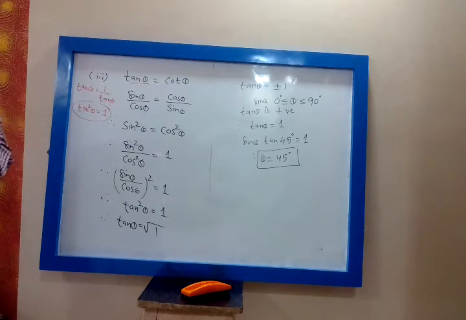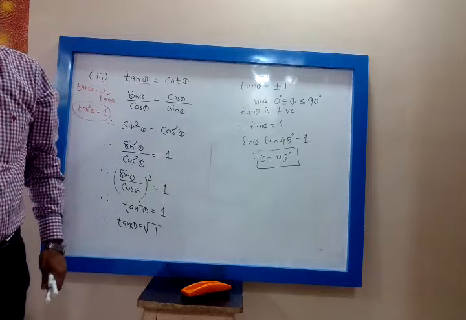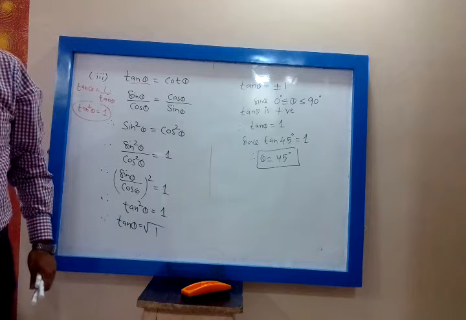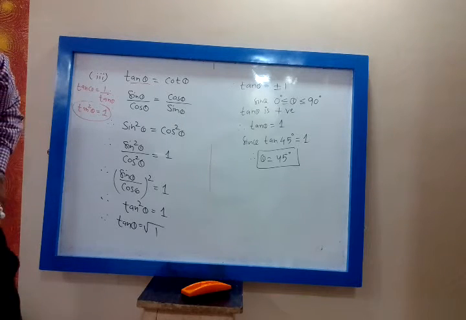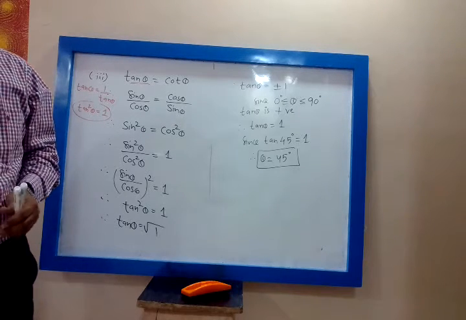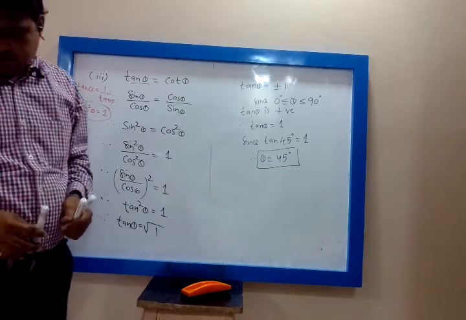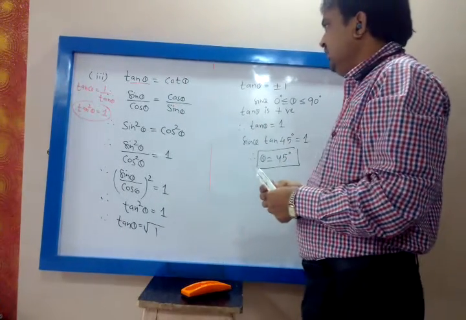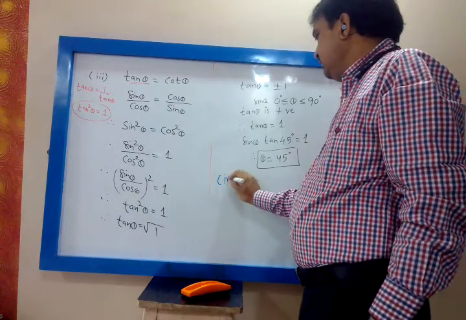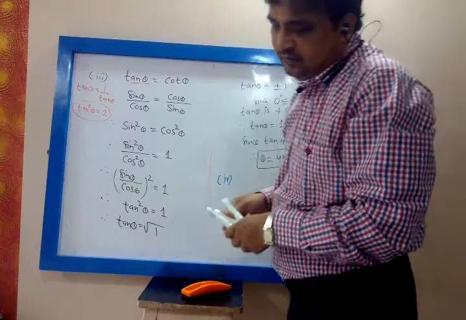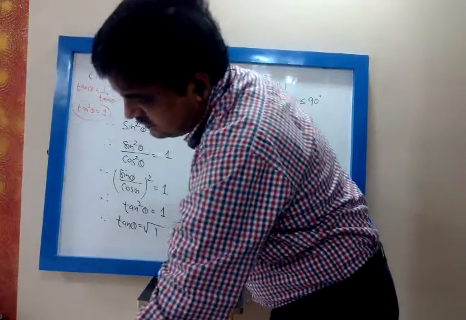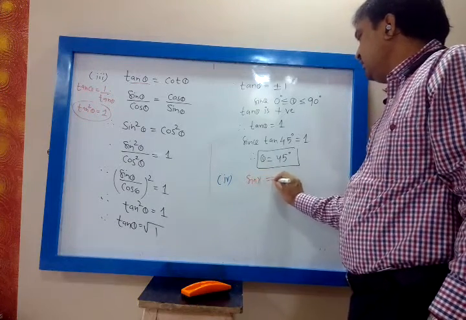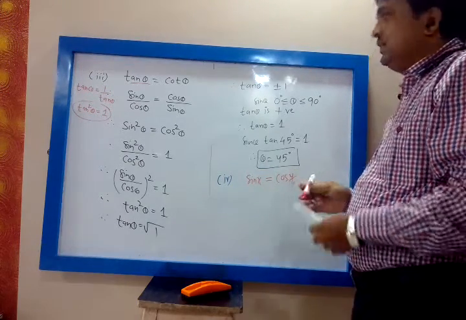Then you can simplify. Now next, fourth one: if sin x is equal to cos y, write the relation between x and y. Both the angles x and y are acute. What is given in the fourth one? Sin x is equal to cos y.